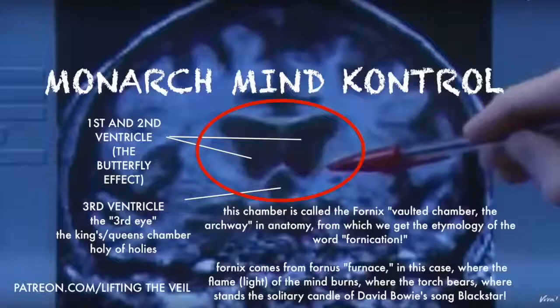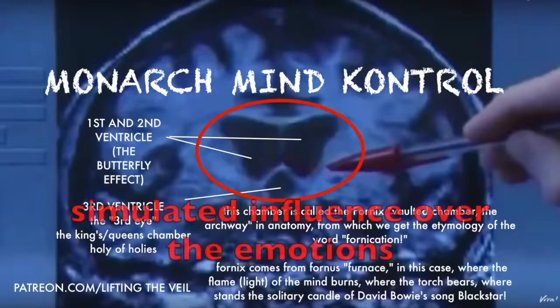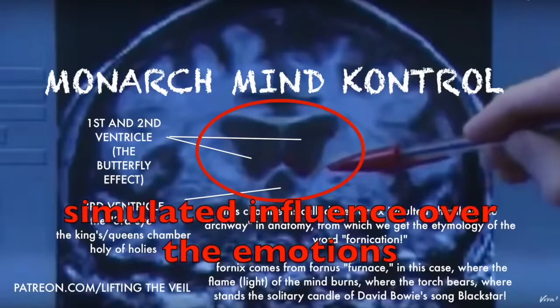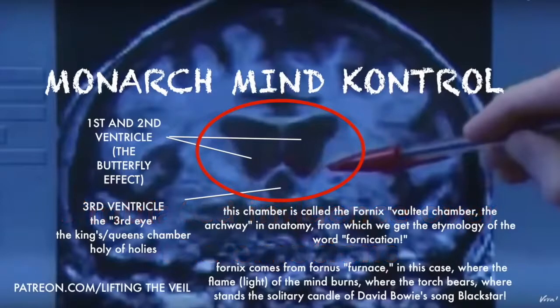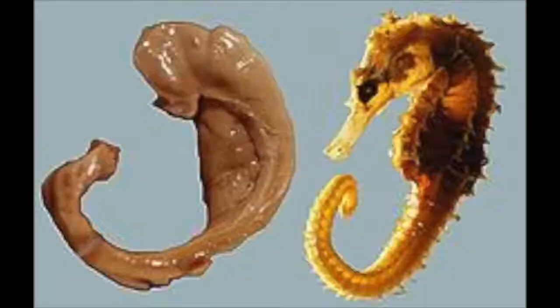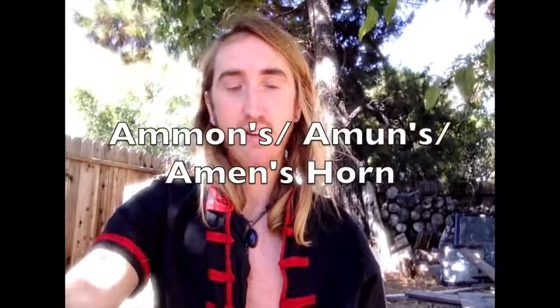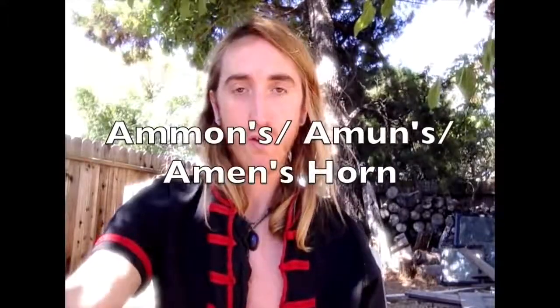And again, if you don't understand this, go back and see my previous video called Symbols and Power, discussing the elements in the symbols and the anatomy, the physiology of Monarch mind control. So what we're seeing here in the center, what actually makes up the body of the monarch within the human brain, is called the first and second ventricle, which is the hippocampus of the human brain. It's the optic thalamus region. And the hippocampus is what we call Amun's horn.